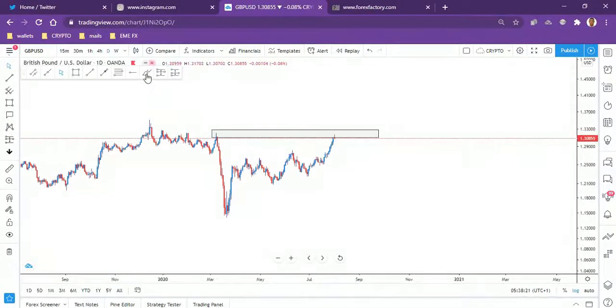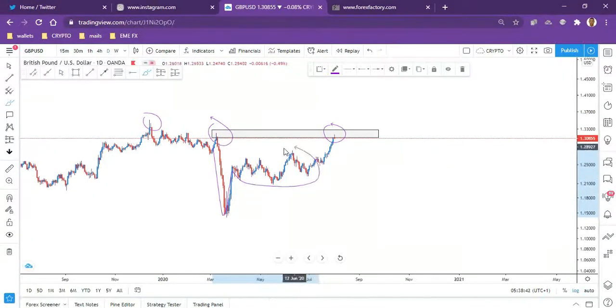Looking from the left, we'll have this rejection around this area, and currently we are having this rejection here again. We had this also. Pay attention to this. We had this rejection on this. We had this impulse. Came back, we traced 50% of this impulse. We made this large correction.